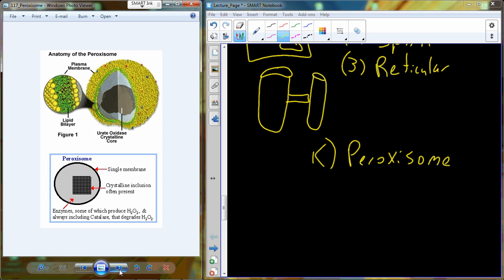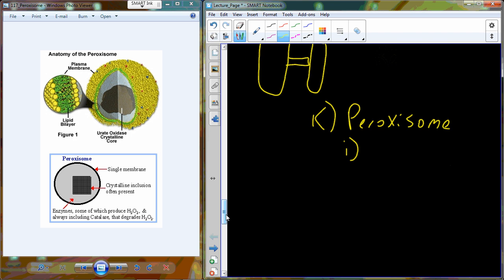Looks very similar to a vacuole or a vesicle, but it's its own separate organelle. It's called a peroxisome. And the function of the peroxisome, again, lipid bilayer, and then inside it's loaded up with an enzyme.